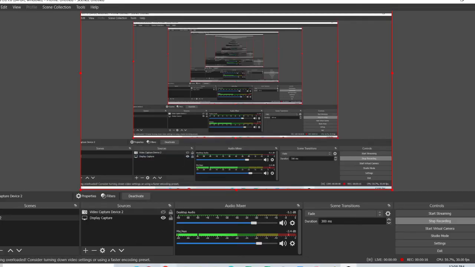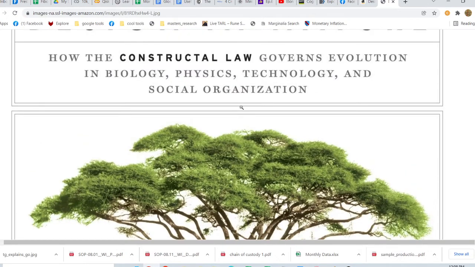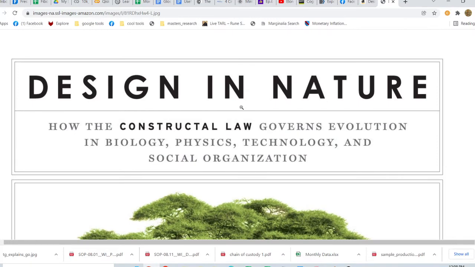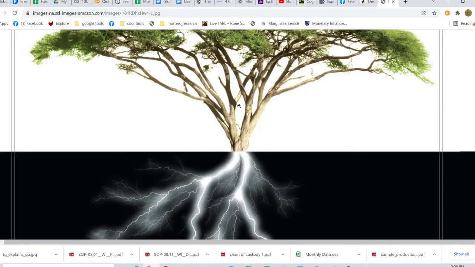Hi. So the book I'm going to review today is called Design in Nature by, I believe, Adrian Bejan. I'm just going to pop up a picture of the cover here. I don't know what happened to my own copy of this book, which is why I'm just showing a picture of the cover. But I find this to be a very underappreciated book for how obscure it is and how useful I found it. But I think it can be accounted for.